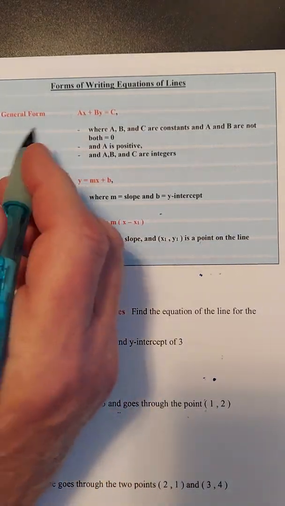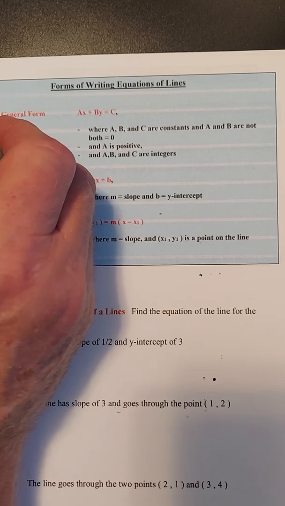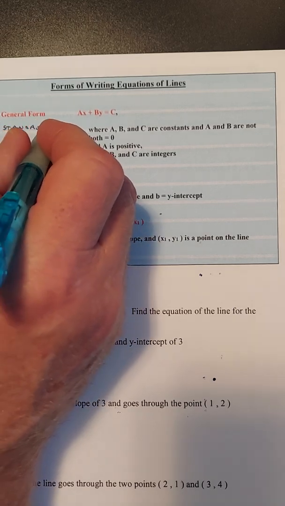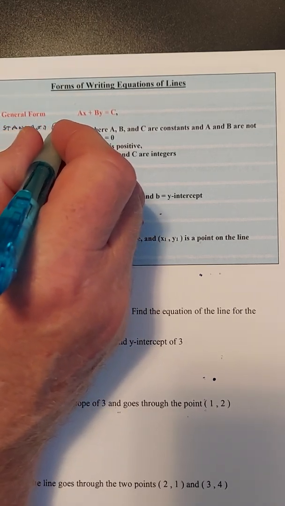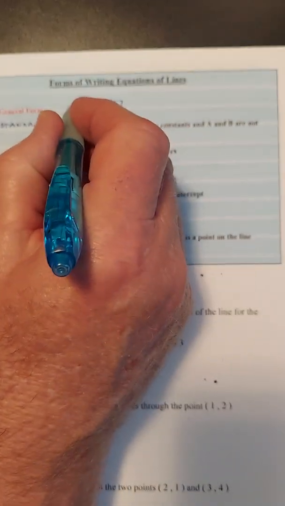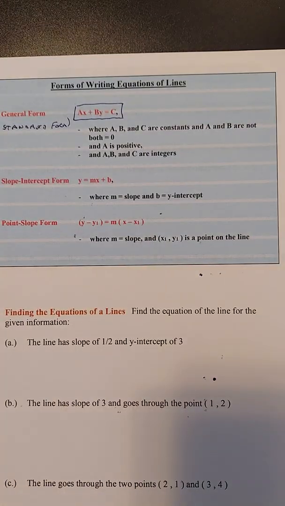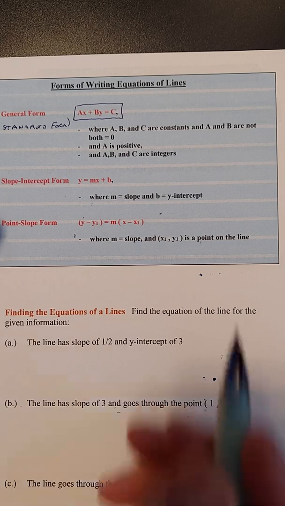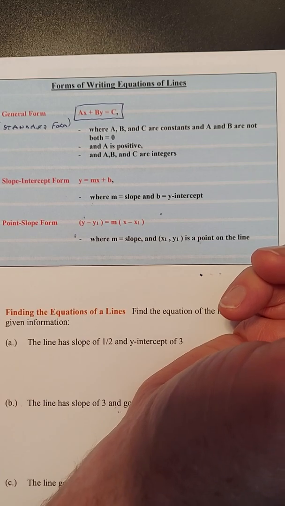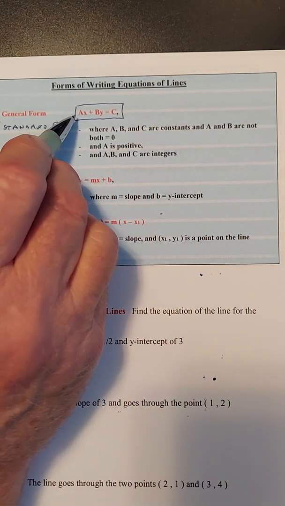There's general form, and sometimes they'll call that standard form. Depends on what book you pick up. One book will call it standard, and one book will call it general. But the bottom line is you've got ax plus by equals c. Actually, I think in section 1 they had cx plus dy equals z. It doesn't matter. They're just constants you're putting in as coefficients. But a, b, and c are constants, and a and b are not both 0. Okay? A has to be positive, and they all have to be integers.